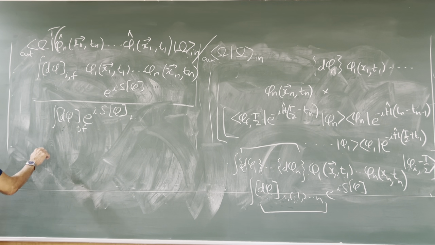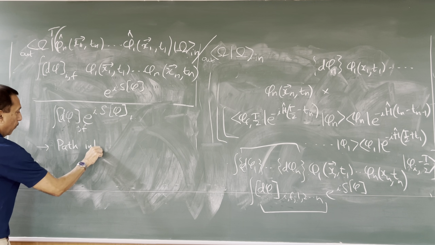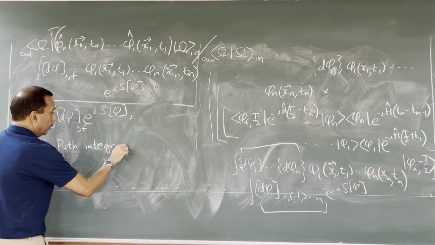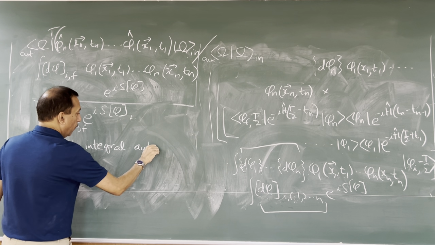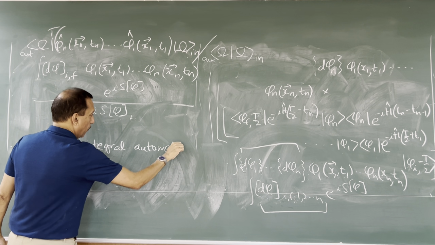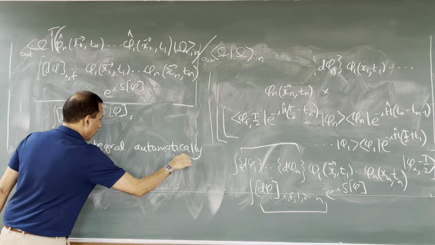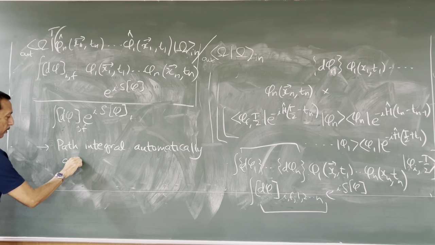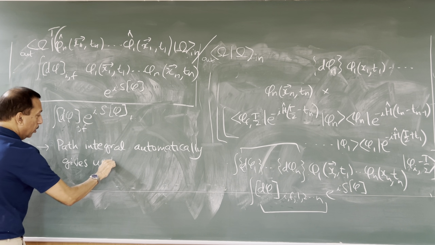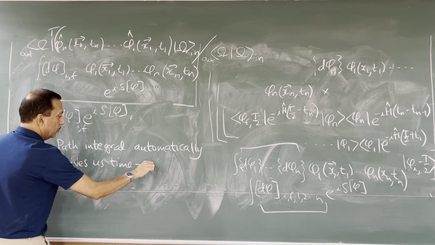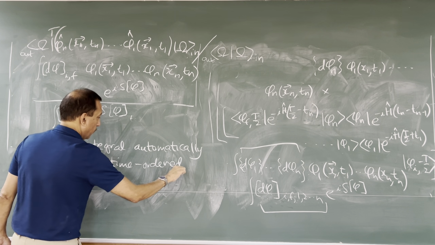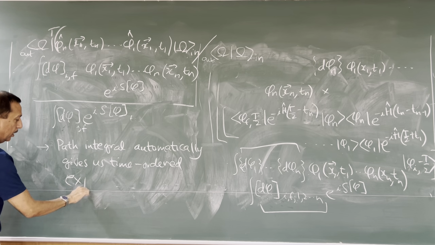Okay, so the conclusion is that the path integral automatically gives us time ordered products, time ordered expectation values. And fortunately, those are the ones we need.